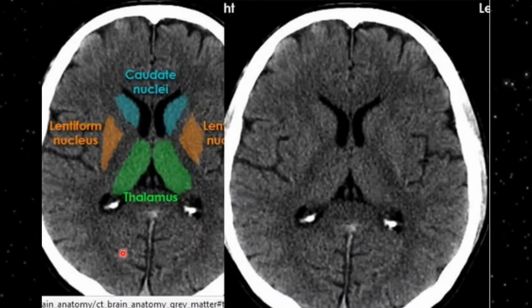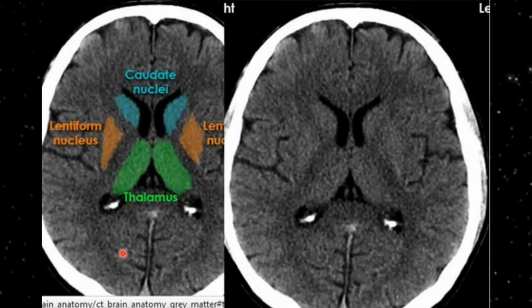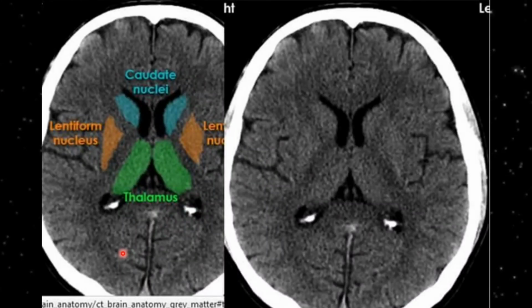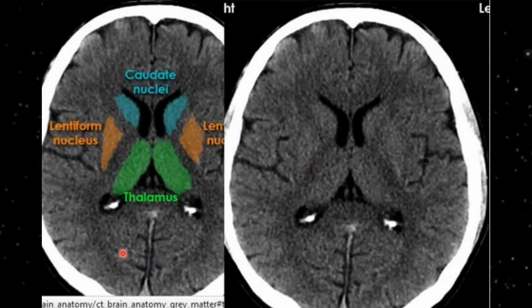So the caudate nucleus and the lentiform nucleus together are called the corpus striatum, because small striations connect the caudate nucleus with the lentiform nucleus. So together both are collectively called the corpus striatum. Here on the images you can appreciate, posterior to the thalamus, a small calcified part.